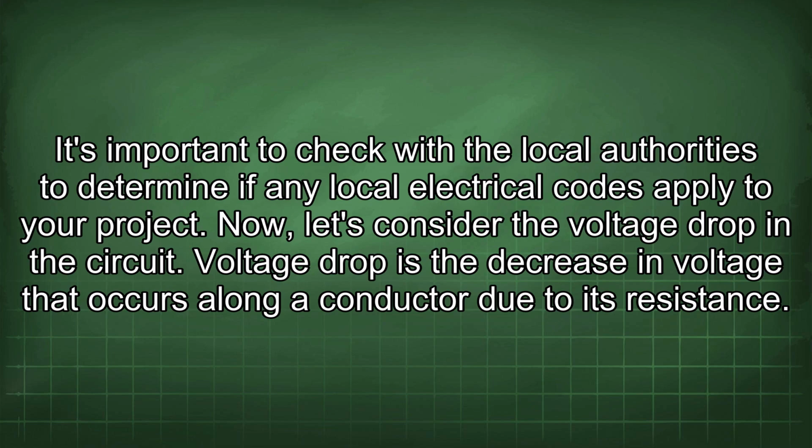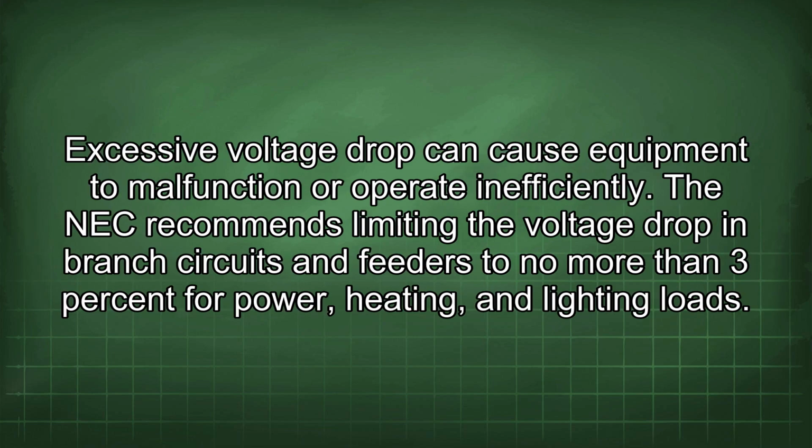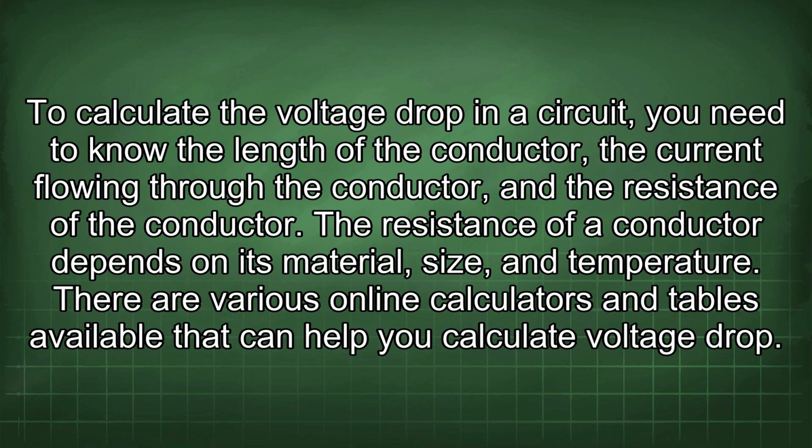Now, let's consider the voltage drop in the circuit. Voltage drop is the decrease in voltage that occurs along a conductor due to its resistance. Excessive voltage drop can cause equipment to malfunction or operate inefficiently. The NEC recommends limiting the voltage drop in branch circuits and feeders to no more than 3% for power, heating, and lighting loads. To calculate the voltage drop in a circuit, you need to know the length of the conductor, the current flowing through the conductor, and the resistance of the conductor.